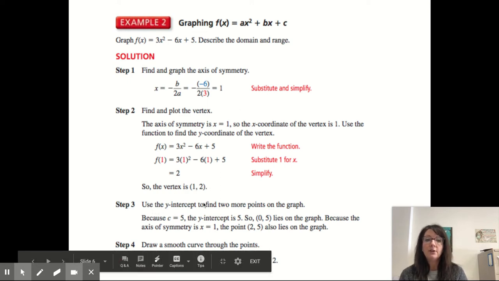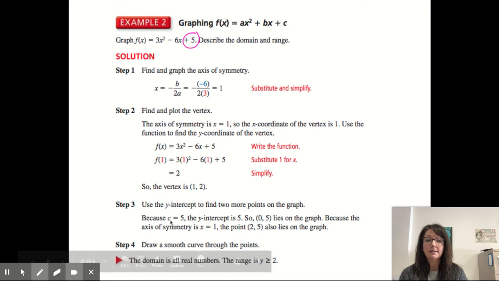We're going to use the y-intercept. If you recall, the y-intercept in this case is c. So we have 5. Because c is equal to 5, we know that this is a point on the graph. And then, because of the axis of symmetry, we also know that 2, 5 is on the graph. And so now we basically have 3 points: the y-intercept, the vertex, and the mirror image of the y-intercept across the axis of symmetry to get our parabola or curve.